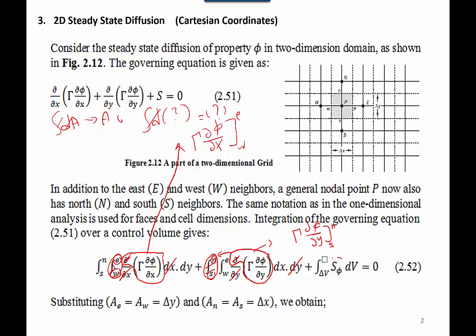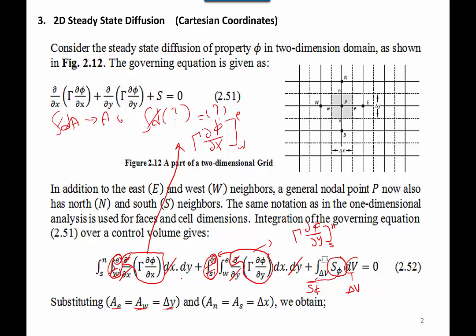Okay, this S phi we can take outside of the integration and give it an average bar symbol, and the dV integrated will be delta V. Knowing that the area at the x interface equals the area at the y interface equals w.